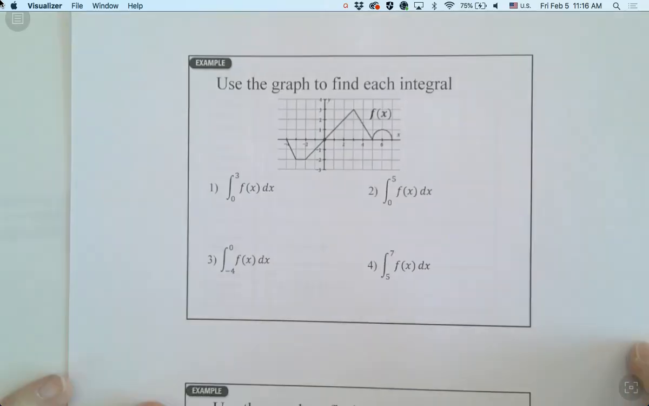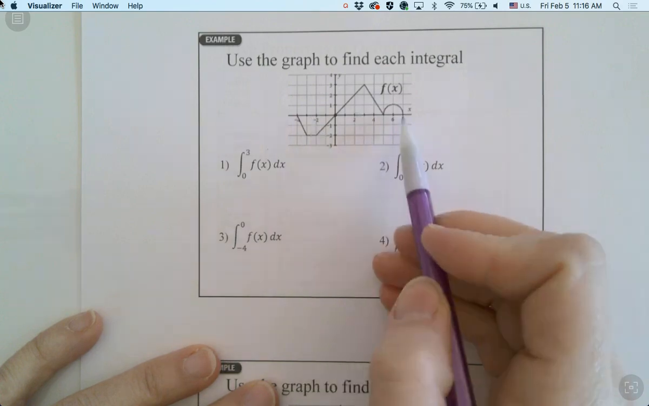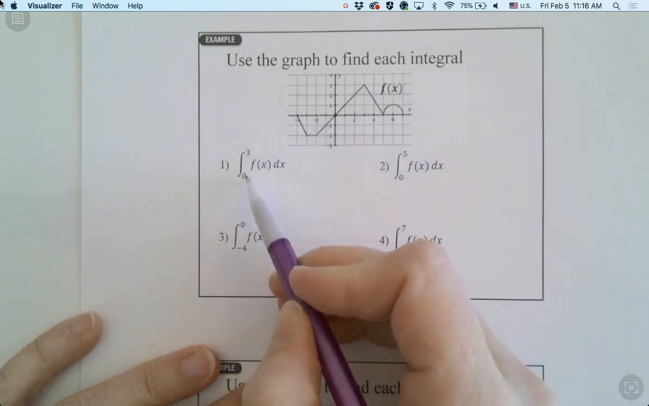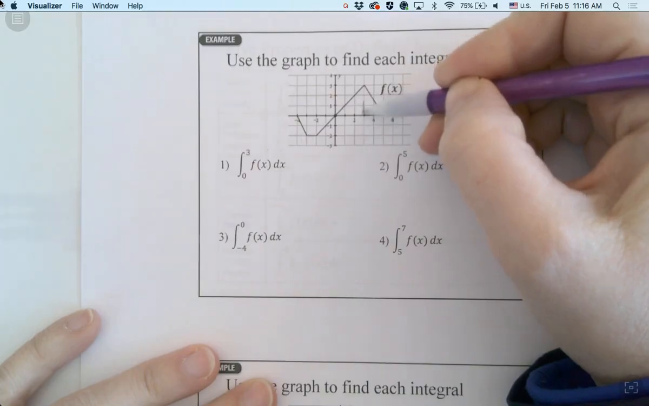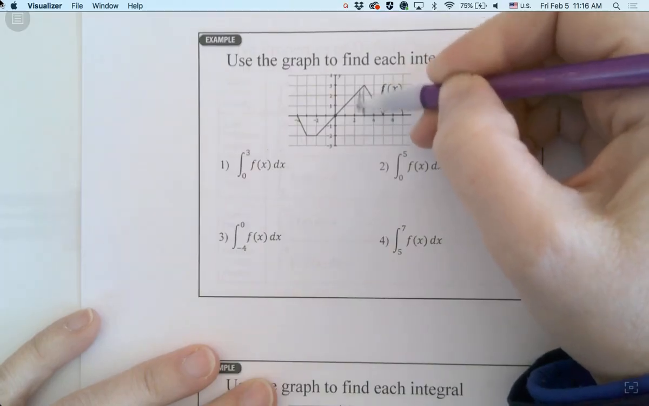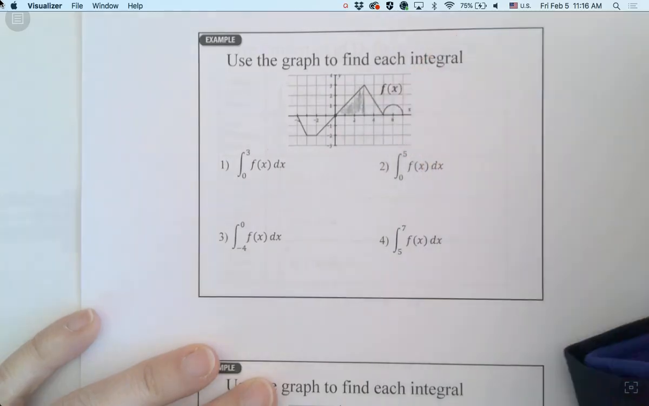So let's take a look at numbers 1 through 4. We're going to have to use a little bit of our geometry skills. So number 1 is you're given this graph here, that's F, and they want to find the total signed area from 0 to 3. So 0 to 3, so here's 3. You may want to draw a little vertical line here, and maybe you shade it. And what geometric shape do we have? Triangle. A triangle. Well, we know from geometry how to find the area of a triangle.